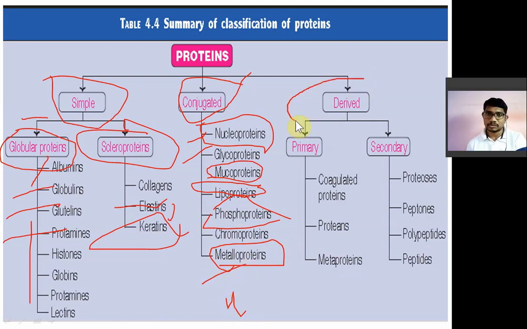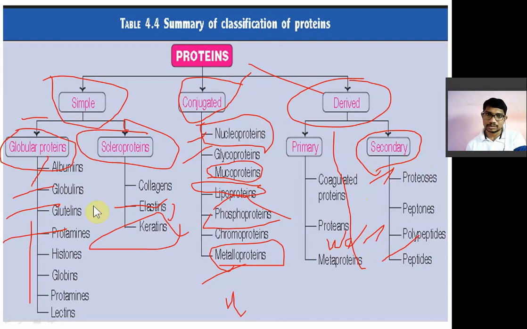Derived protein means the hydrolysis products of these proteins. So hydrolysis products of any of the above, a simple protein or a conjugated protein. If you hydrolyze them, you will get derived protein. These are the hydrolytic products of your simple proteins. Primary derived proteins are coagulated proteins, proteans, metaproteins. They are obtained by weak acid hydrolysis. With strong acid hydrolysis, you will get secondary derived proteins: proteoses, polypeptides and peptides. This is just the classification of your proteins.